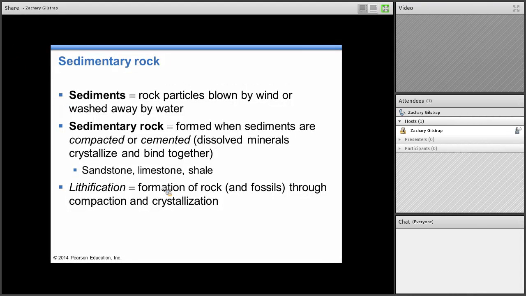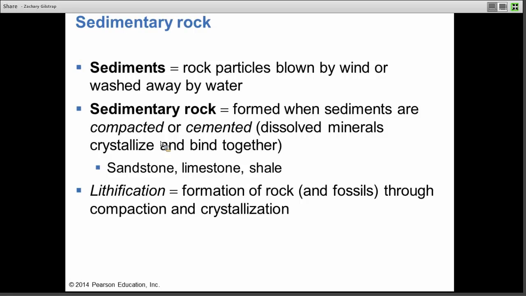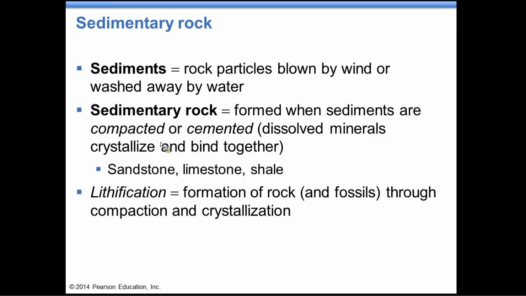Another type of rock is sedimentary rock. Through weathering and erosion, particles of rock blown by wind or washed away by water come to rest downhill, downstream, or downwind from their sources, eventually forming sediments. Sedimentary rock is formed as sediments are physically pressed together and as dissolved minerals seep through sediments and act as a kind of glue, binding sediment particles together, called cementation. The formation of rock through these processes of compaction and cementation is termed lithification.